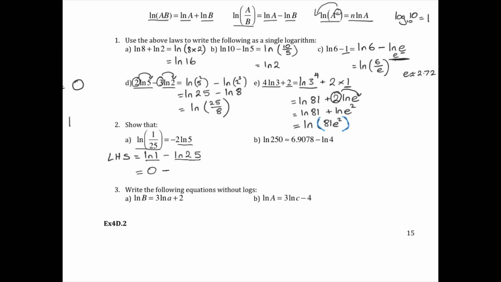Hopefully you realize they've gone from 25 to 5 squared. So this becomes minus log of 5 squared. And wait a minute, what can we do with the power? We can take it out the front. Now 0 just goes away, so it becomes negative 2 ln 5.